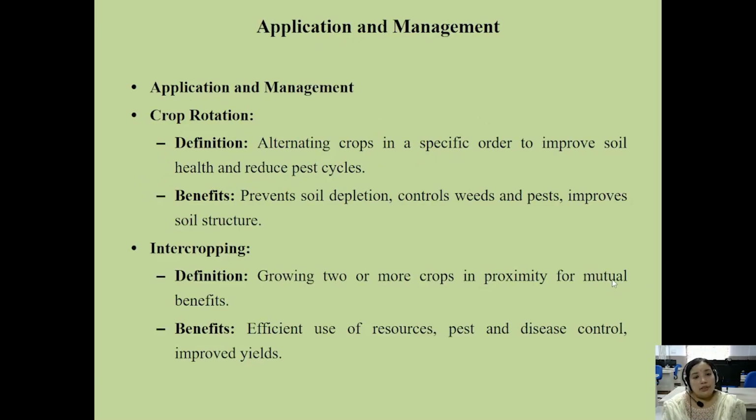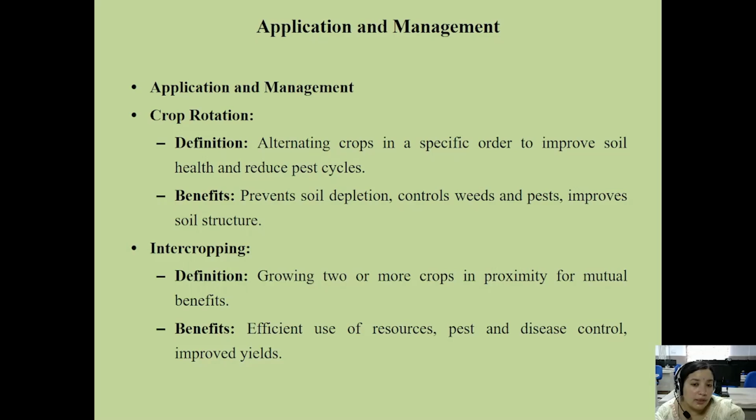Then we come to the application and management of manure and crops. Crop rotation is here. The definition of crop rotation is alternating crops in a specific order to improve soil health and reduce pest cycles. Benefits: it prevents soil depletion, controls weeds and pests, improves soil structure. So these are the benefits of crop rotation.